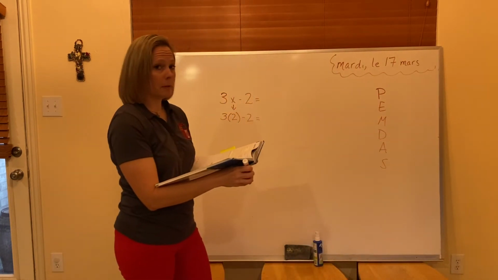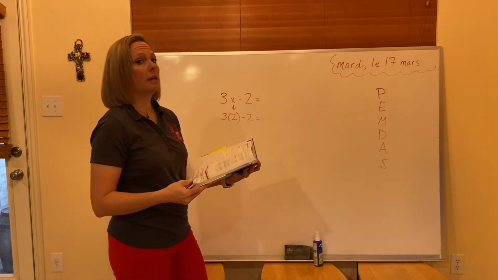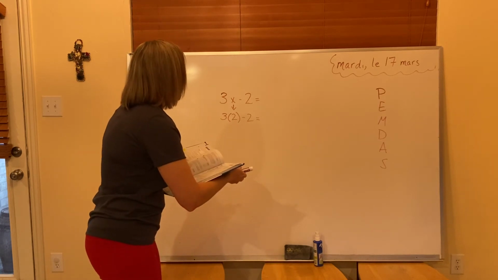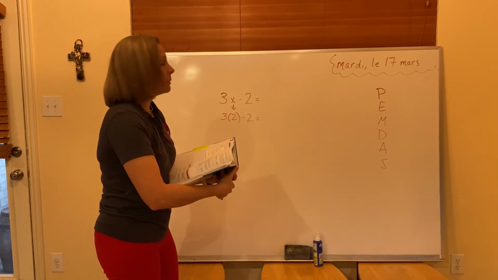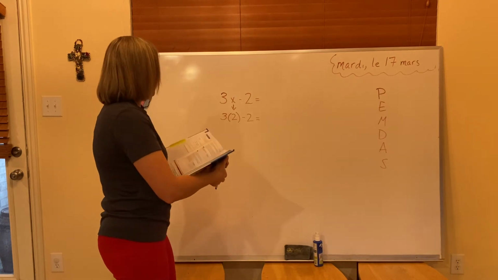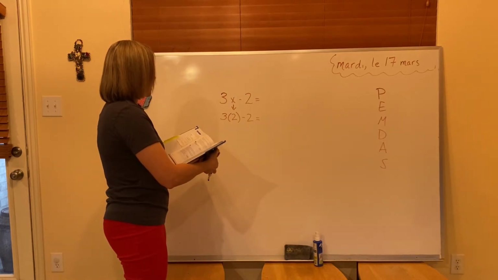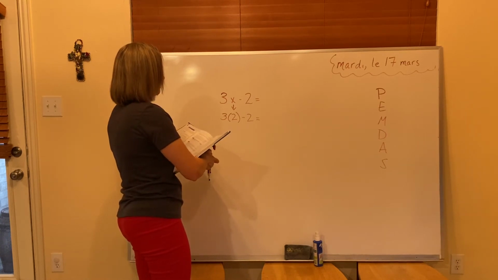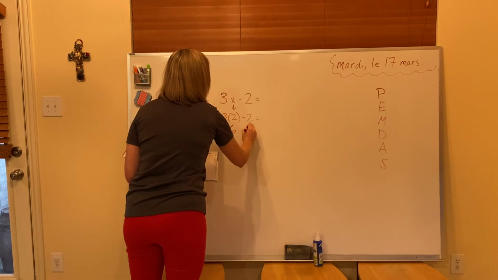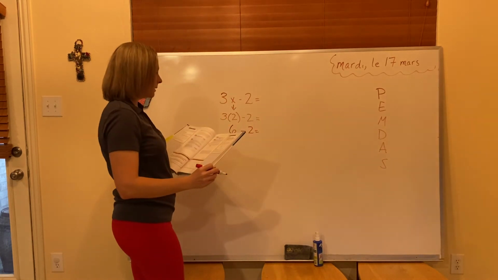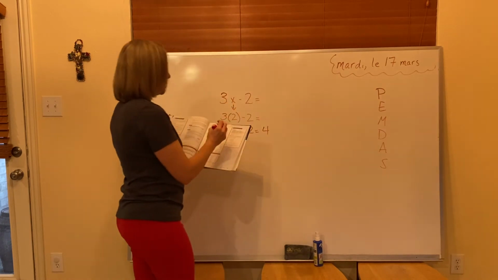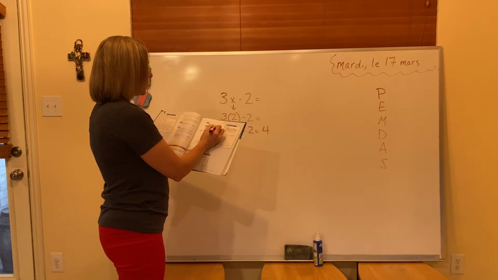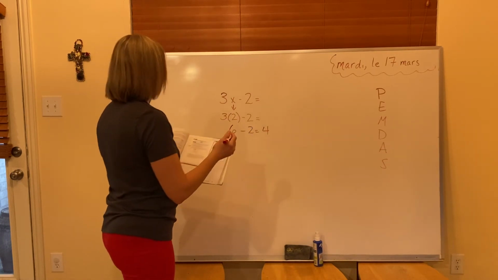Parentheses, then exponents, then multiplication, then division, then addition, and then subtraction from left to right in order. So here we don't have parentheses, we don't have exponents, but we do have multiplication. So let's multiply first. 3 times 2 is 6, minus 2. 6 minus 2 is 4. And that's what our table already tells us. When x is 2, then our answer to our function is 4.